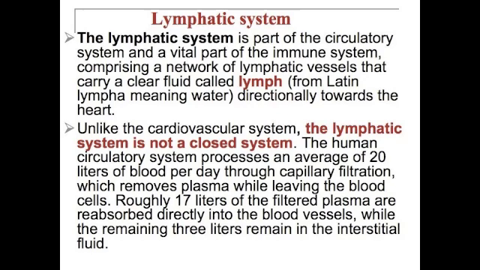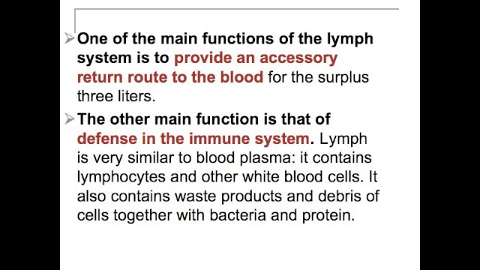Roughly 17 liters of the filtered plasma are reabsorbed directly into the blood vessel, while the remaining 3 liters remain in the interstitial fluid. One of the main functions of the lymph system is to provide an accessory return route to the blood for the surplus 3 liters. The other main function is that of defense in the immune system. Lymph is very similar to blood plasma. It contains lymphocytes and other white blood cells. It also contains waste product and debris of cells together with bacteria and protein.